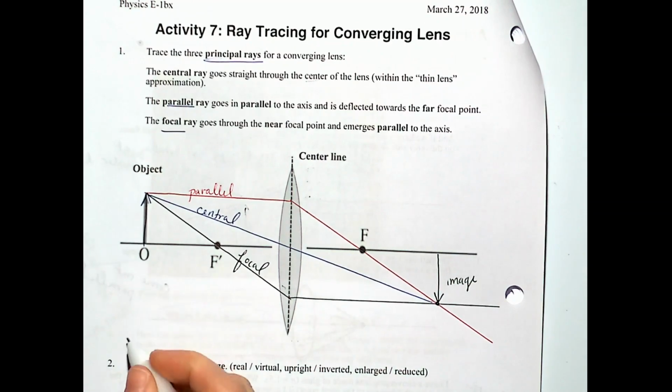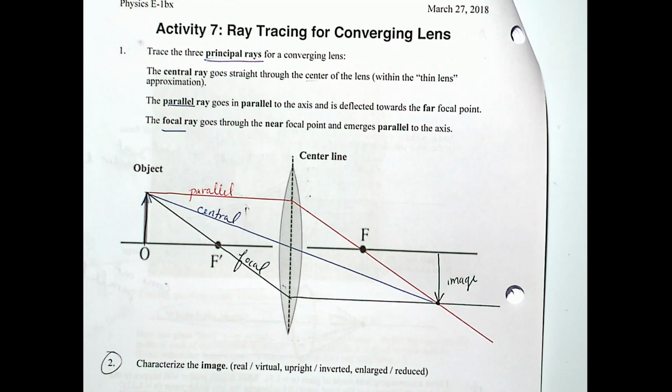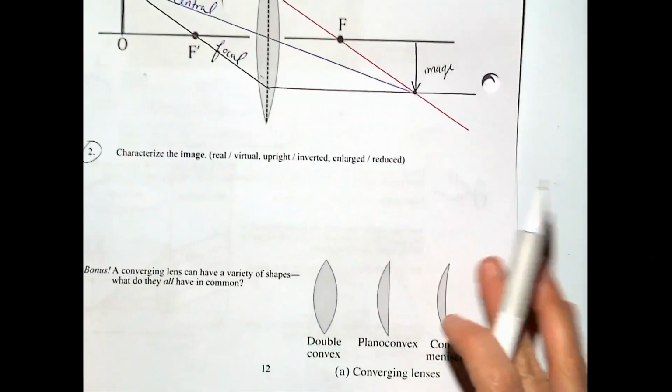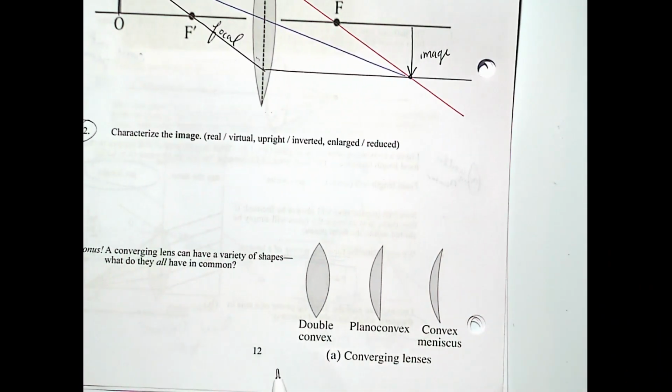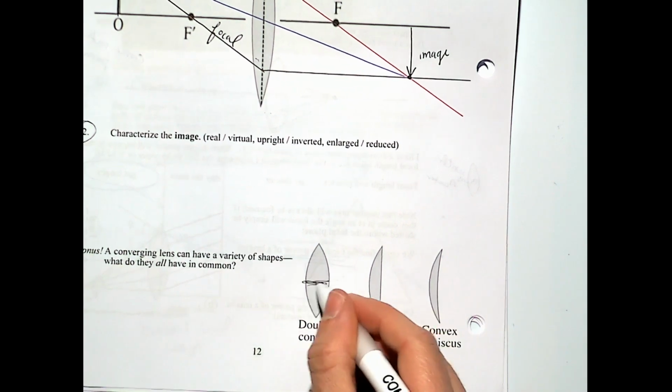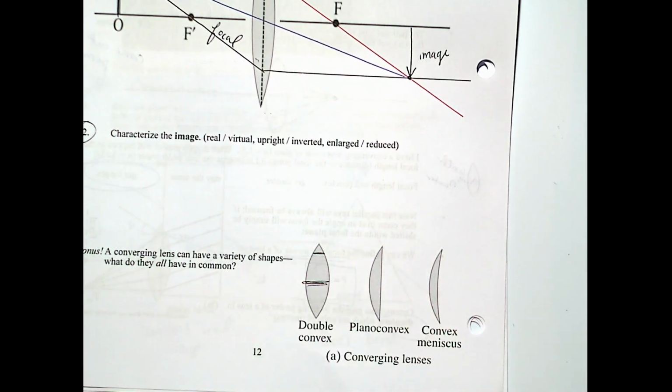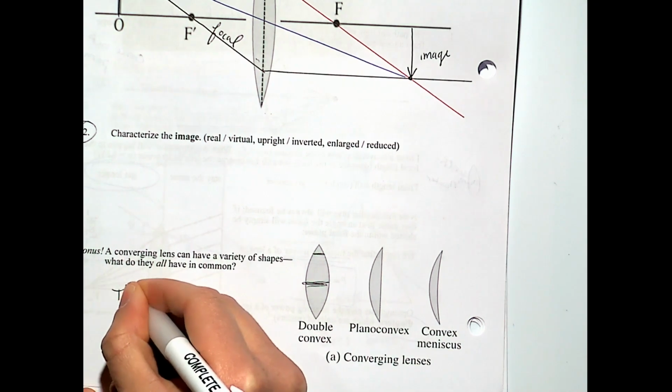Okay, so we're going to come back to this in a minute. But what do all converging lenses have in common? So these are all examples of converging lenses. What's true about all of them? They're all bigger in the middle also, right? Like the width in the middle is bigger than the width at the top. So they're thinner at the edges is another way to say it.